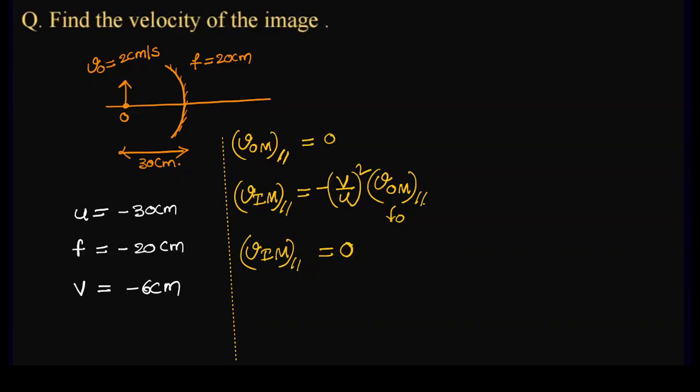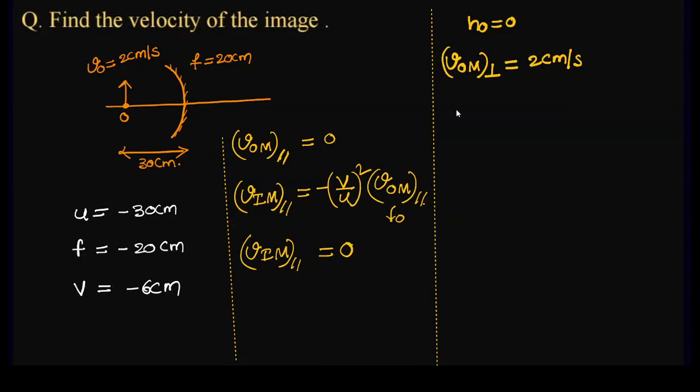Next, we need to find the perpendicular velocity. And here, where does the object lie? The object initially lies on the principal axis now. That's why the h naught value is how much now? 0. Now the velocity of object with respect to mirror in perpendicular, how much, tell me? It is 2 centimeters per second.